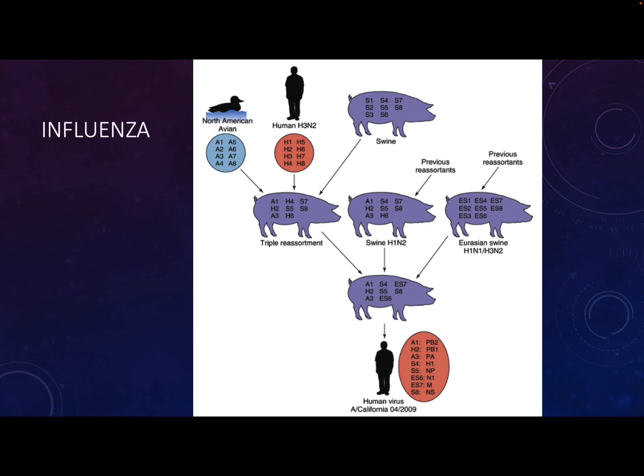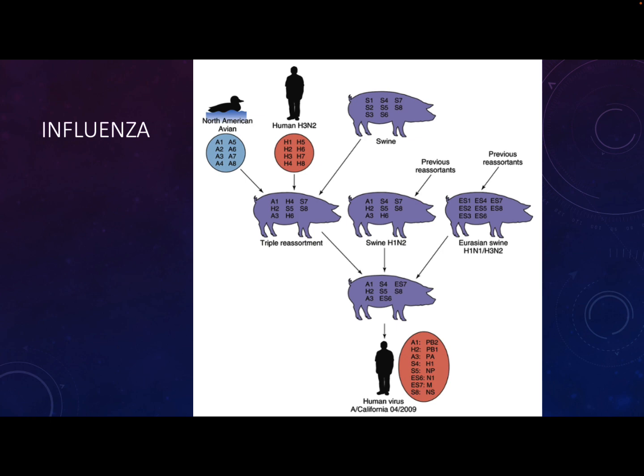Then there was another swine that had a different type of flu. And then there was a Eurasian swine that had its own type of flu. And then they got together in this pig. And so now you have a pig that's got avian, human, avian, swine, swine, Eurasian swine, Eurasian swine. It's a brand new thing. And then it got into people. And that was the swine flu in 2009, what we were calling the swine flu back in 2009.